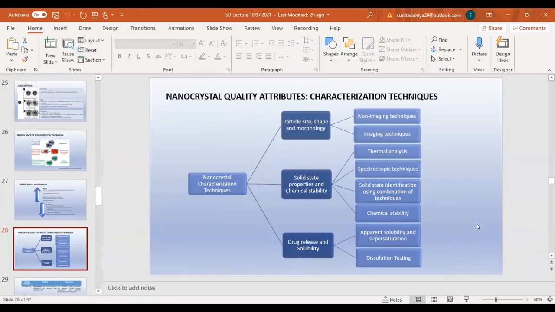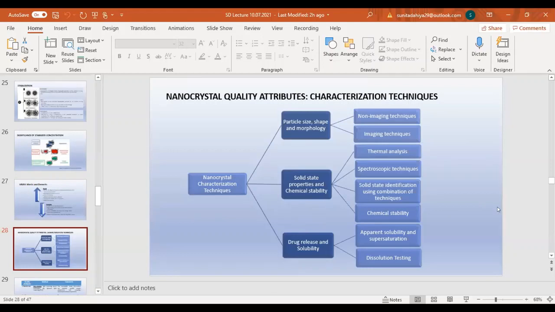Now, whenever we formulate something, we must know their characterization. So for nanocrystals, after wet media milling or any other method, the characterization methods are almost the same. Basically, they can be characterized for three properties. First is particle size, shape, and morphology. Second is solid state properties and chemical stability. Third is the drug release and solubility.